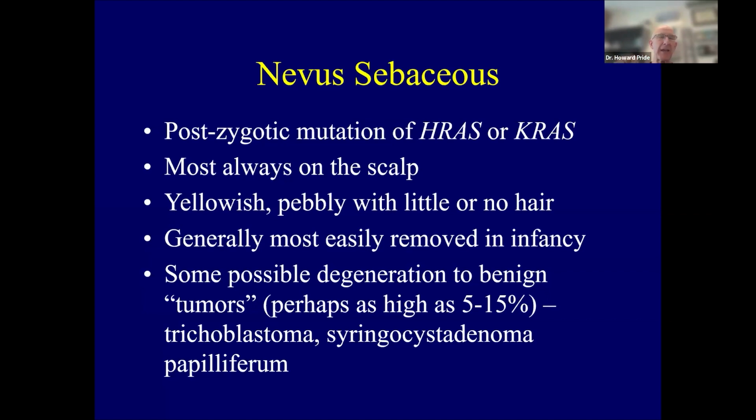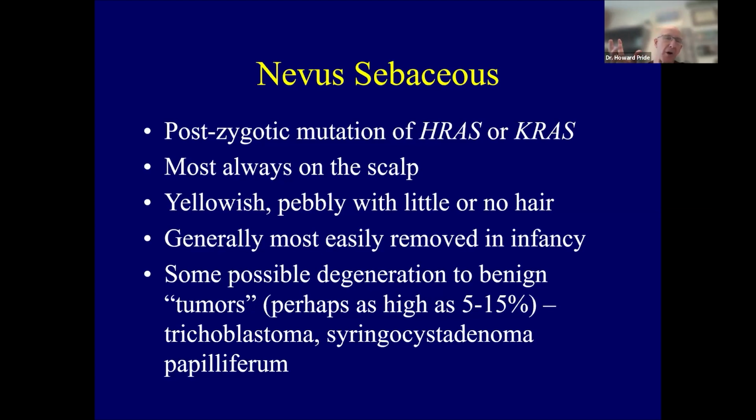Because they're on the scalp, they come off easier when they're removed as infants, because an infant's scalp has a lot more laxity to it. So if there's a parent that knows this is coming off, generally getting it done as early as is safe for general anesthesia is the best thing.